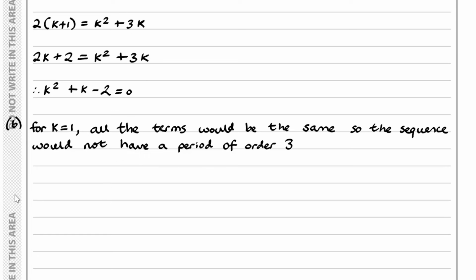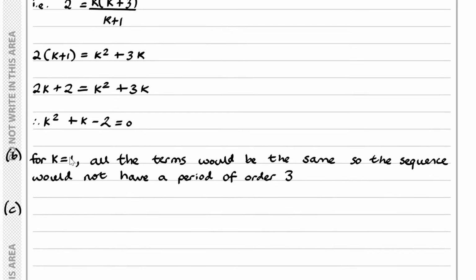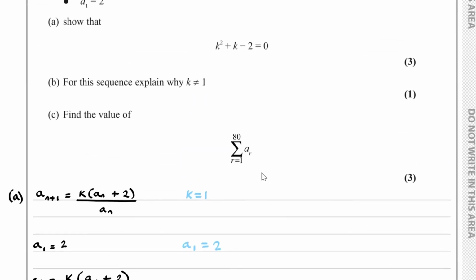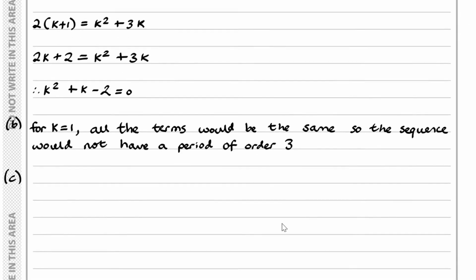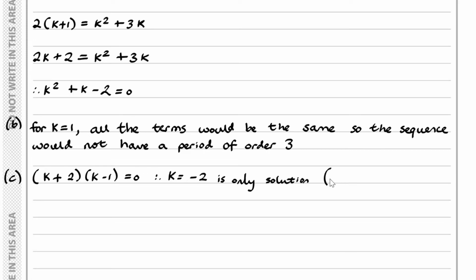So all the terms will equal 2, so the sequence would not have a period of order 3. And now for part C of the question, we have to find the sum from r equals 1 to r equals 80 of a_r. First of all, let's solve this equation to find out what k value we should use. Here we've got k plus 2 lots of k minus 1 equaling 0. So therefore k is equal to minus 2. That's our only solution.